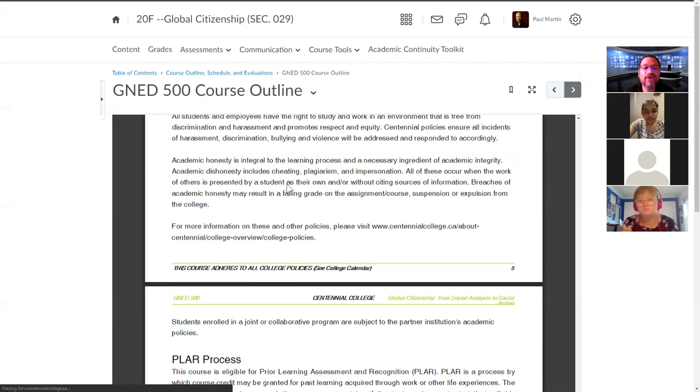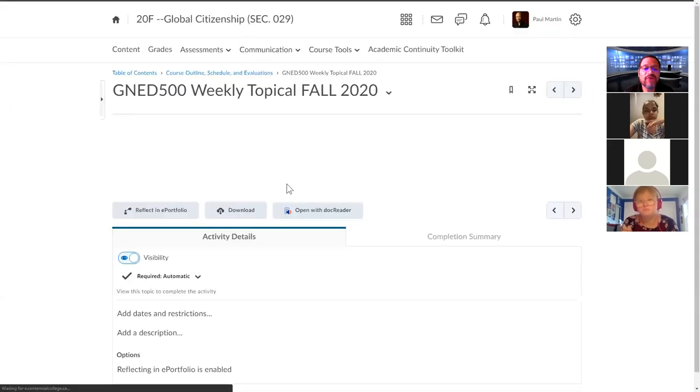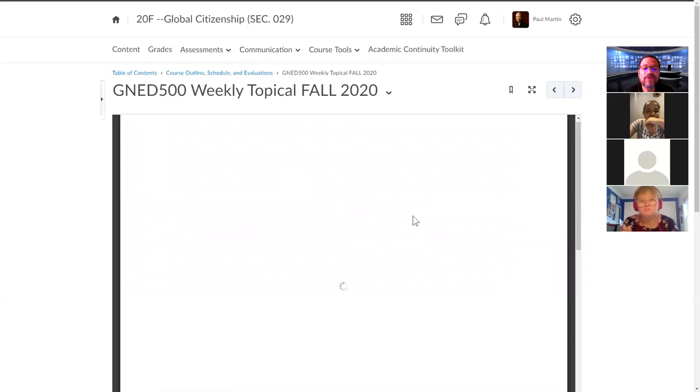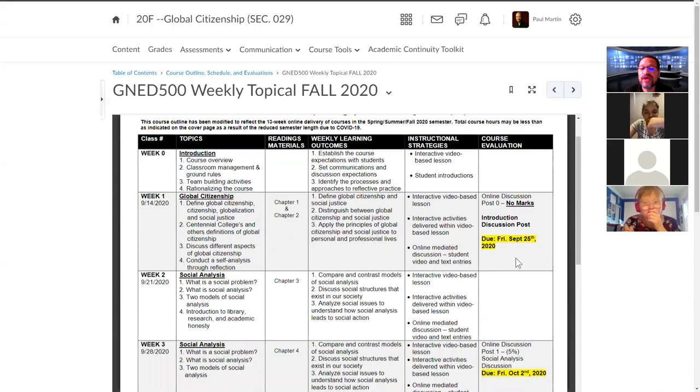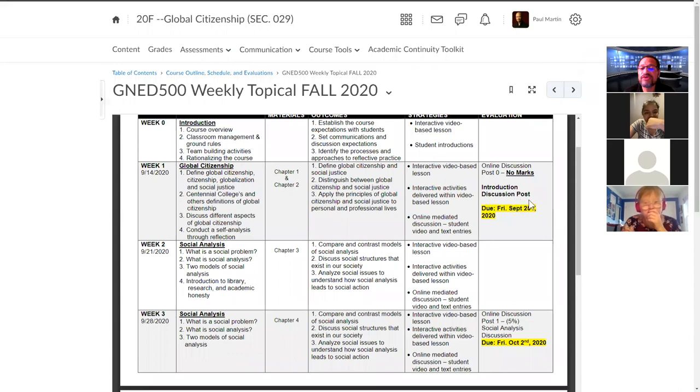We then have what's called a 13-week topical, which shows you week by week what you need to do. So every week is a layout of what's happening. Right now you're supposed to do an introduction. That's week zero, so to speak. Up to today, you should have done these things. Then we're starting week one today. Your introduction discussion post is due by next week. So sometime between this week and next week, please go in and put an introduction. There's no mark to that, but this way you can get to know one another and practice doing your discussion posts.